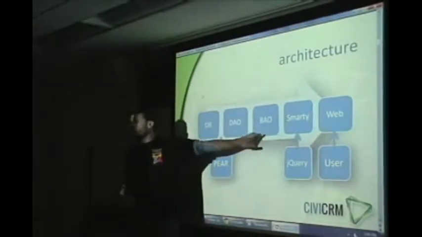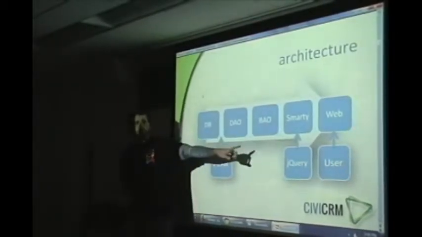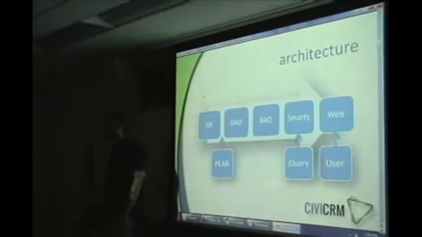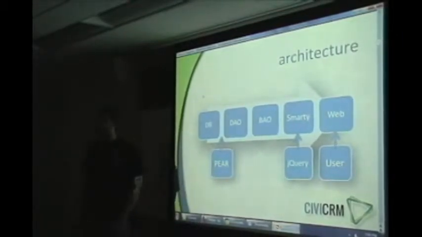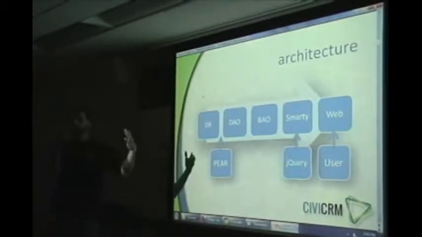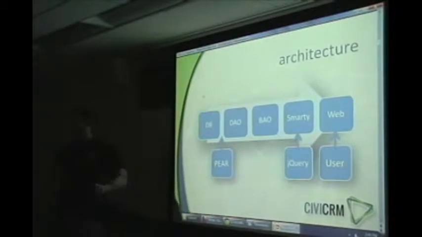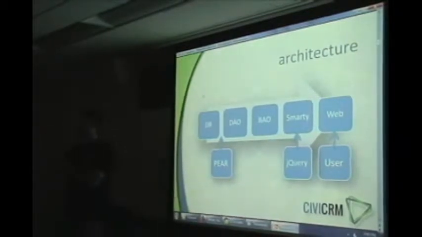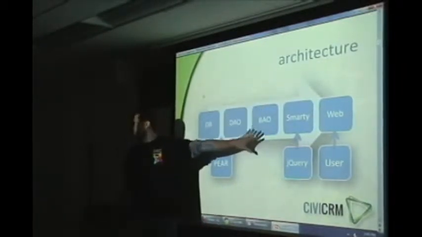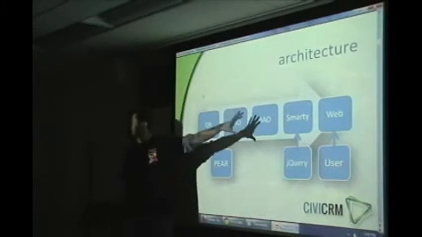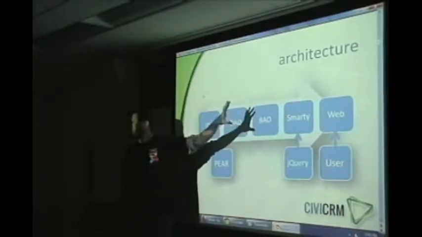The next layer is BAO, which is business access objects. That's your methods that actually do things. Like create a contribution, or create a contact, or build a current employer for a contact, or create a relationship, or delete a contact, trash a contact, something like that. So all of those things, this is the heart of what you are likely working with if you need to get into the core functions.